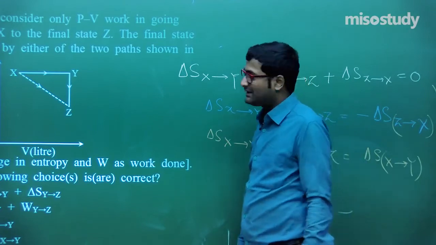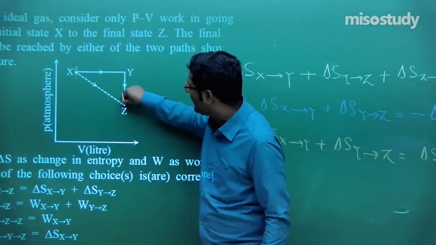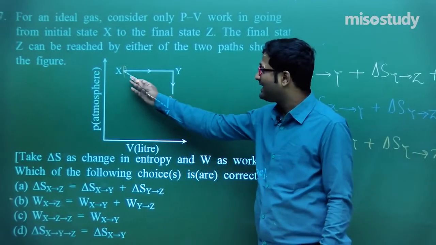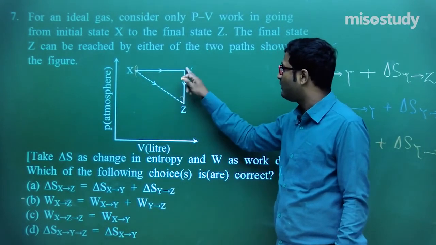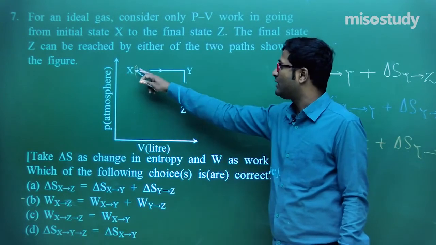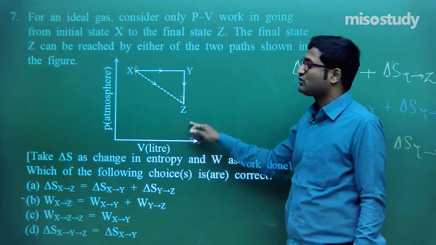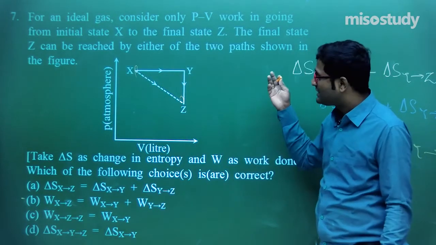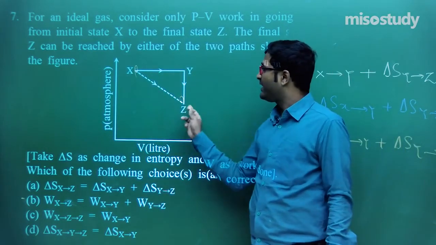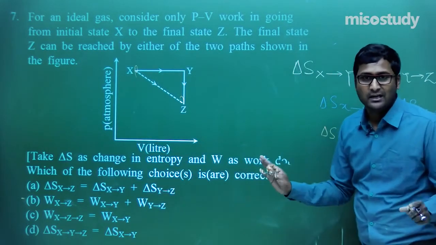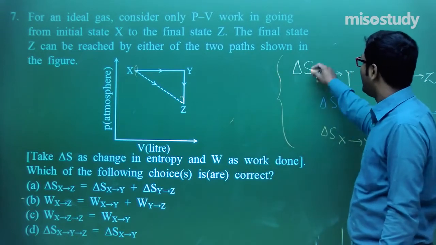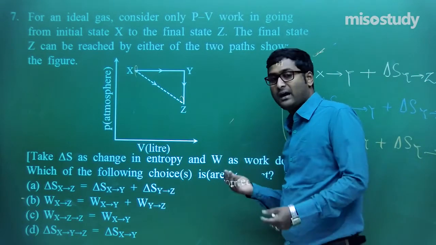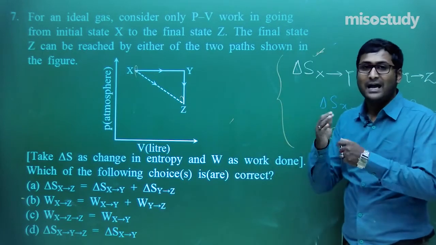Or you can write that it depends upon the initial and final position. You can directly write delta S for X to Z equal to delta S for X to Y plus delta S for Y to Z. Simple, because entropy only depends on the initial and final position.